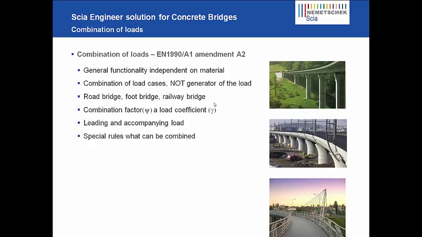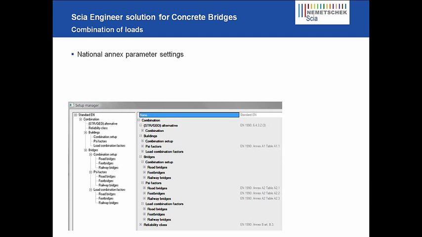Besides those rules, there are also special rules that tell you this type of load and that type of load can never be combined. Now in Scia we can easily make those combinations. We will combine the load cases according to these rules. In the national annex you will see different parameters are foreseen. The normal type of combinations, we call them building combinations. And this extension which I'm explaining now are the bridge combinations.